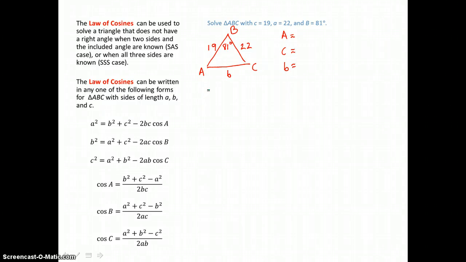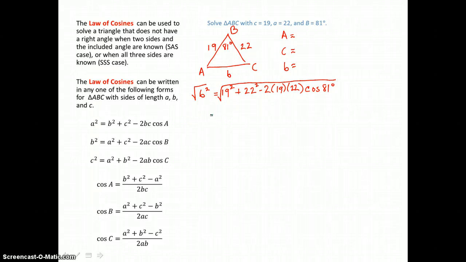Now using the law of cosines, we're going to have to find side B first because we know the angle opposite it. So B squared is equal to the sum of the other two legs squared minus 2 times the product of those legs times the cosine of the included angle, that 81-degree angle. And now to get just B, we'll have to take the square root of both sides and use the positive value that we get when we take the square root of both sides.